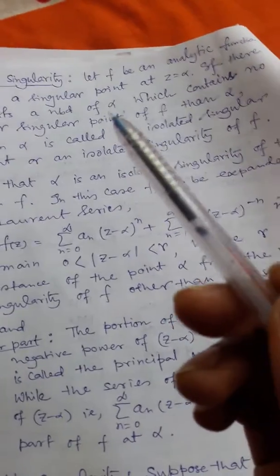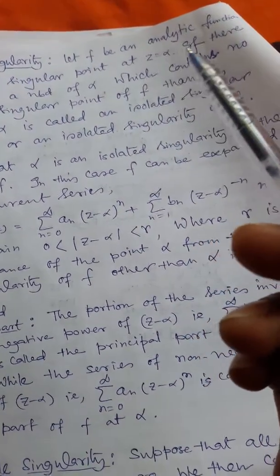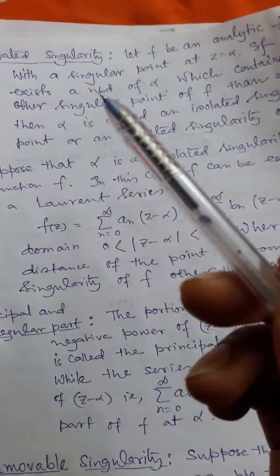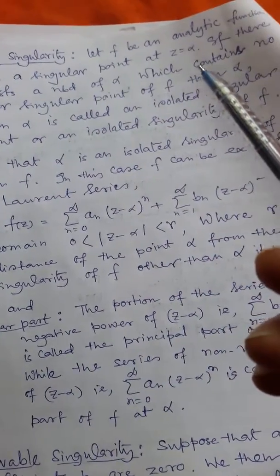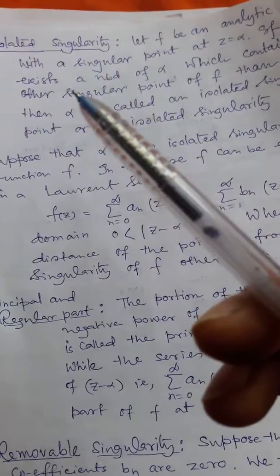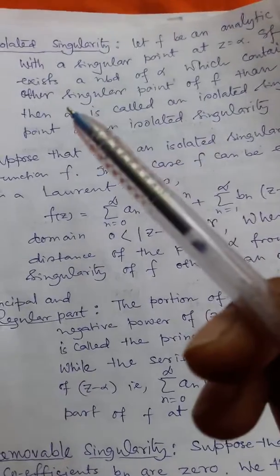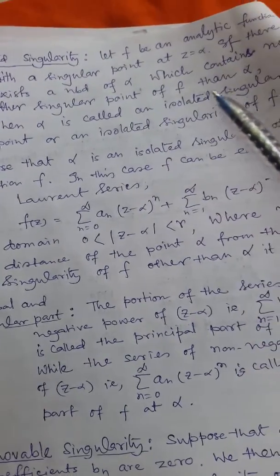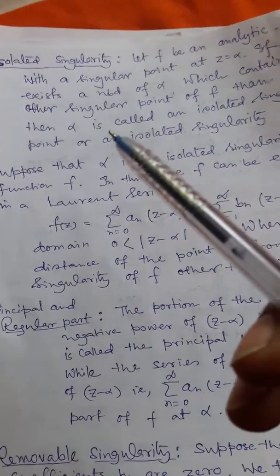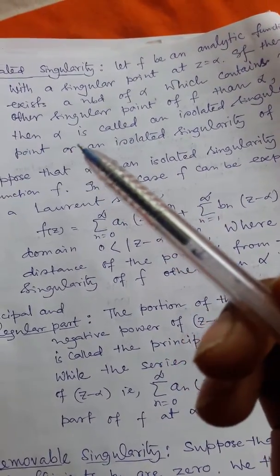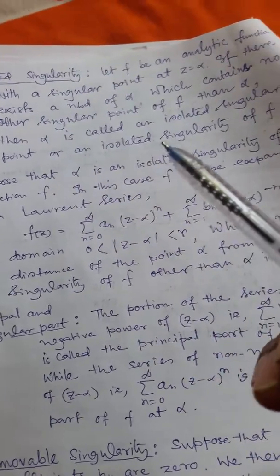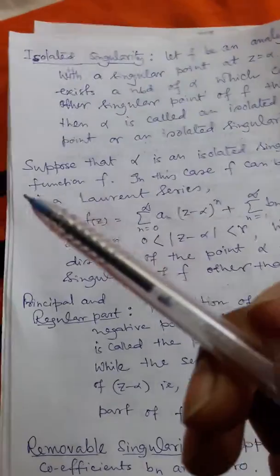Isolated singularity: let f be an analytic function with a singular point at z equal to alpha. If there exists a neighborhood of alpha which contains no other singular point of f, then alpha is called an isolated singular point or an isolated singularity of f.